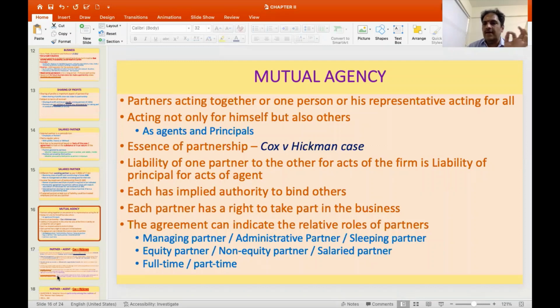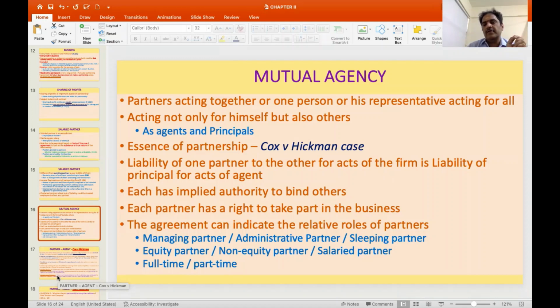Then mutual agency is the essence of the relationship of partners. So it says partners acting together, or one person or his representative acting for all. If in the relationship this is what is happening, then that relationship is a partnership. The person should not only act for himself, but act on behalf of the firm. And when we say firm, it is the collection of individuals. So he should be acting on behalf of all the other partners in the firm. He will be acting as an agent while binding the principal, and while someone else in the firm acts, he will be bound like a principal for some other person's act.